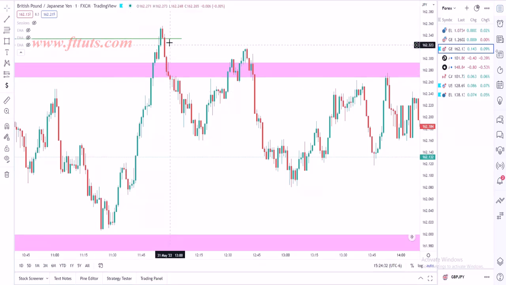And number one, it is always going to be at the finish of the candlestick pattern candle. So in this case, the finishing candle is right here. It's the bearish engulfing.